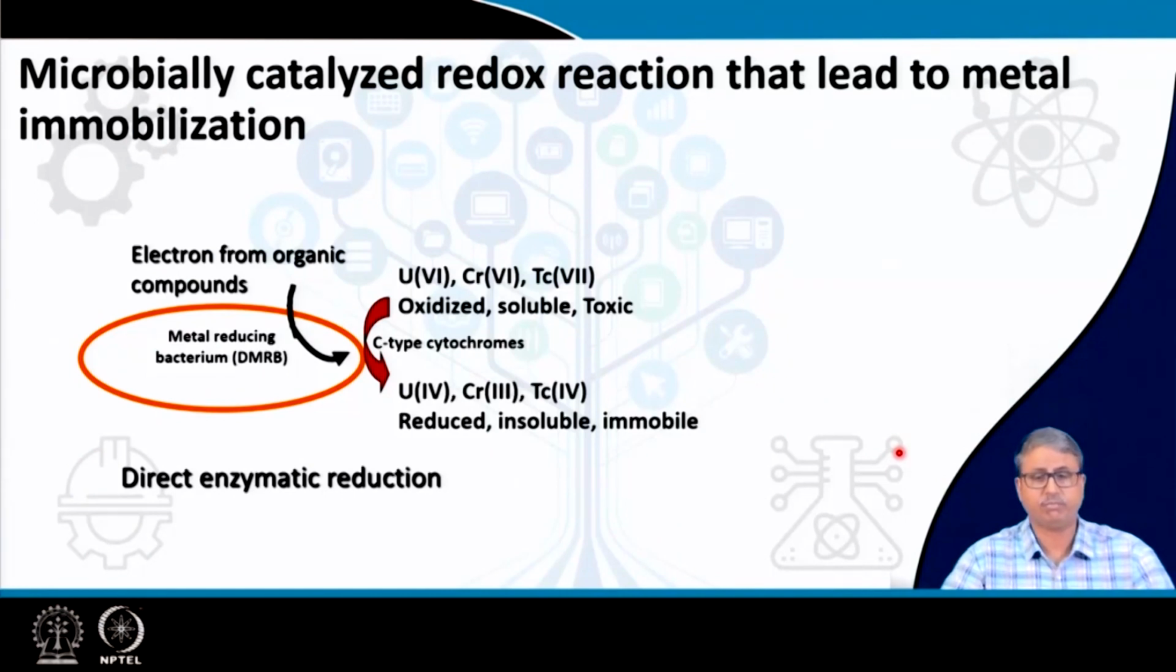Now, this process of metal reduction leading to the formation of the insoluble or immobile reduced forms, which have been found to be very popular and very effective for heavy metal and radionuclide bioremediation, can be achieved by two mechanisms. One is called direct enzymatic reduction, where the microorganisms involved allow the flow of electrons from the organic compounds and reduce the uranium, chromium, technetium, etc., which are present in the oxidized form, and all these oxidized forms are more soluble, more toxic, and may be in the groundwater, in soil or sediment if they are there.